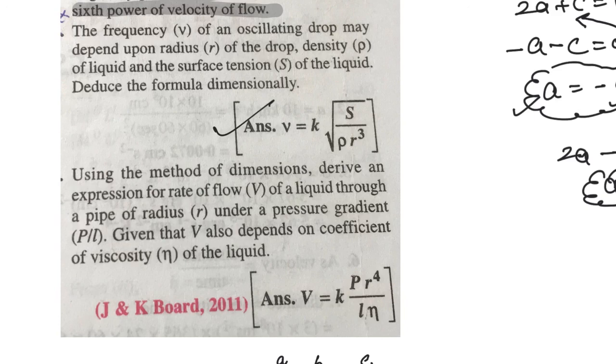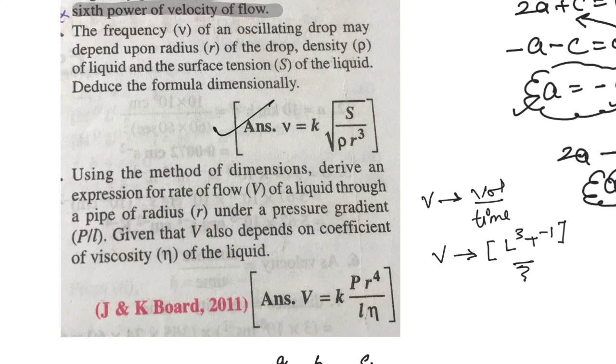So class, you have to remember this thing. What do you mean by flow rate? It is volume divided by time. Class, what is volume? L cube. And what is time? T minus 1. Okay. So volume flow rate of liquid depends on radius.